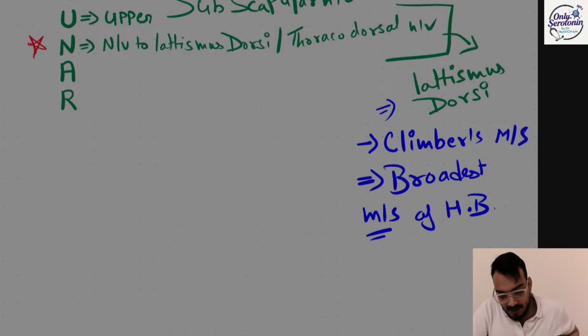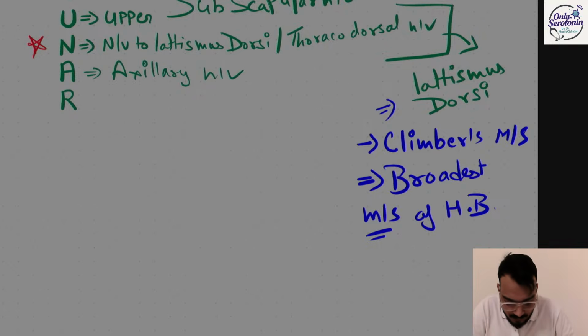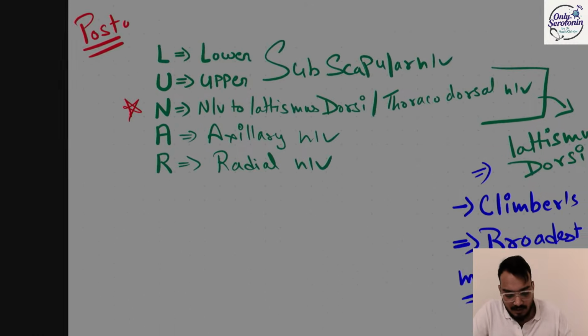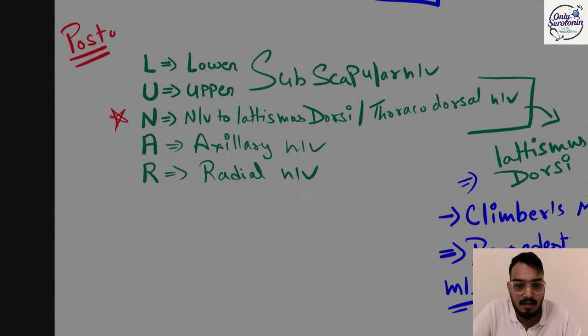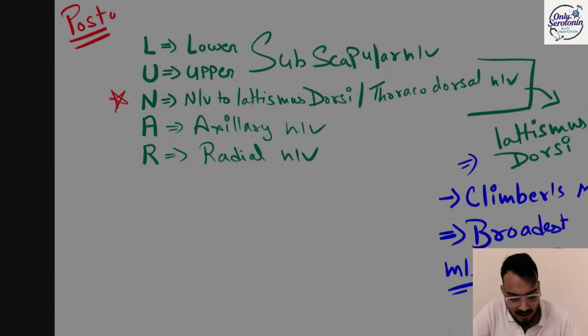Okay. Then we are having A. A is for what? A is for your axillary nerve, and R is for what, guys? R is for radial nerve. All these are what, guys? All these are the posterior cord branches. LUNAR: lower and upper subscapular nerve, nerve to the latissimus dorsi, also known as thoracodorsal nerve. Then we are having axillary nerve and radial nerve.